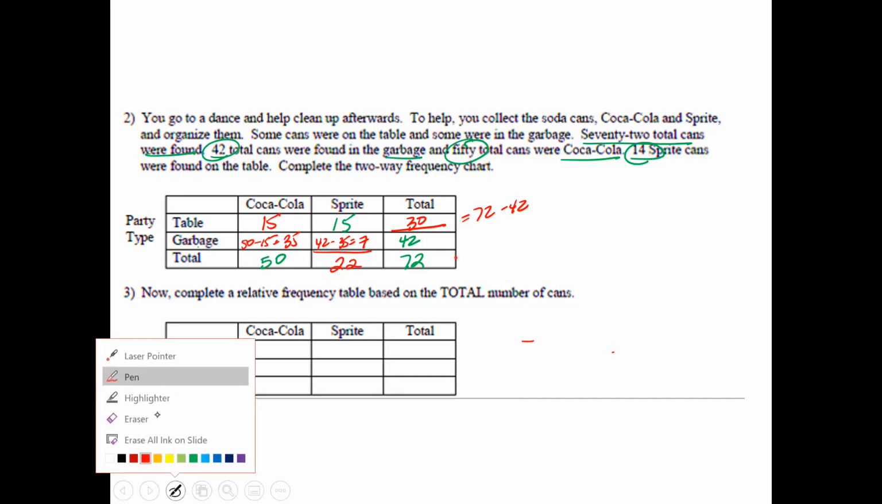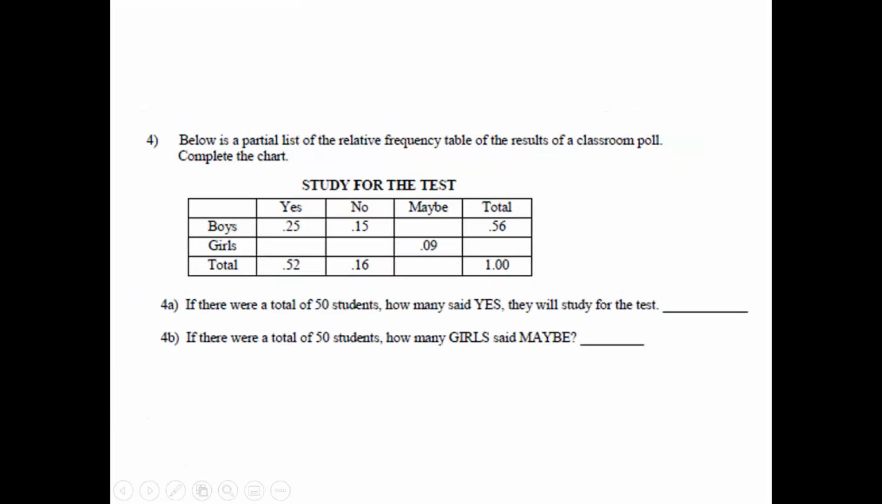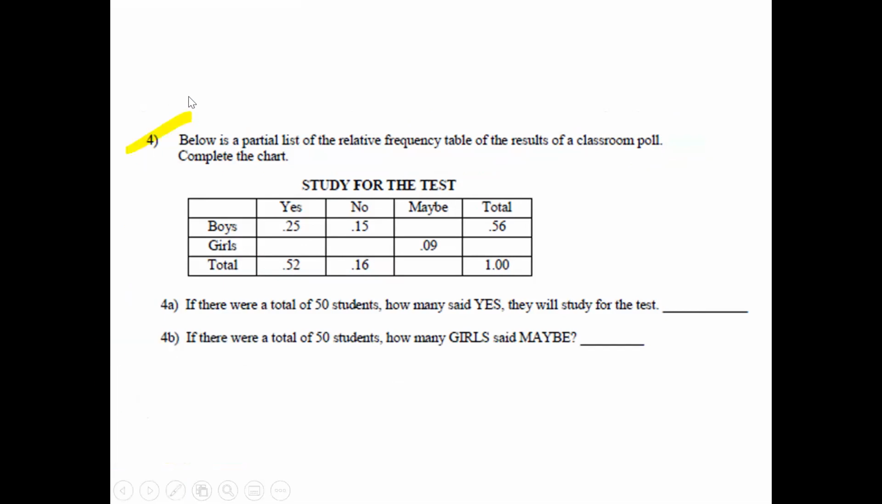So now I want you guys to go ahead and complete a relative frequency table based on the total number of cans. You can go ahead and create it. I would say maybe start with 100. All right, question number 4. I'm going to have you guys work on this one on your own. So pause the video and answer it.